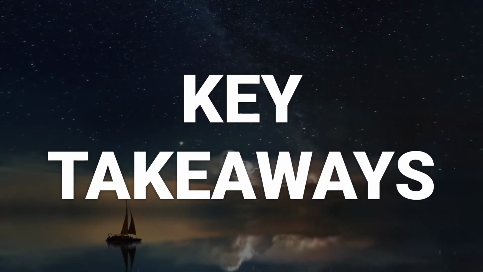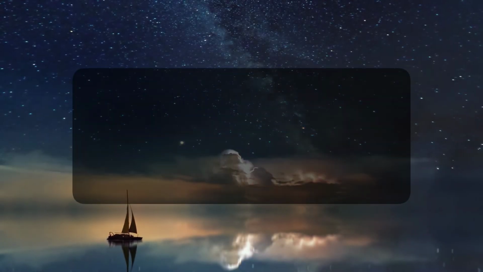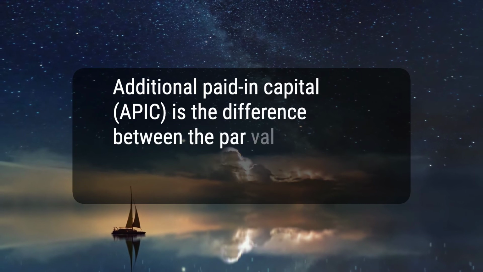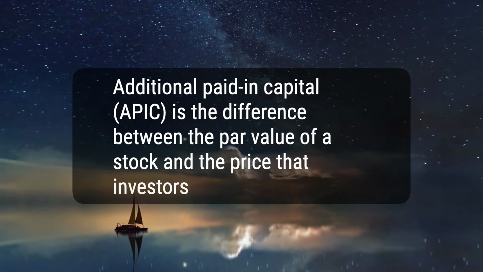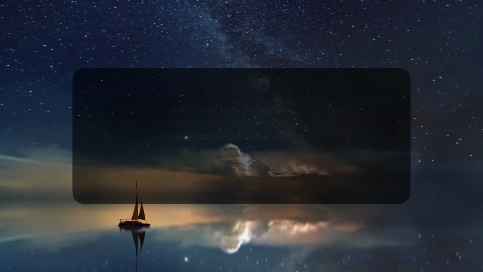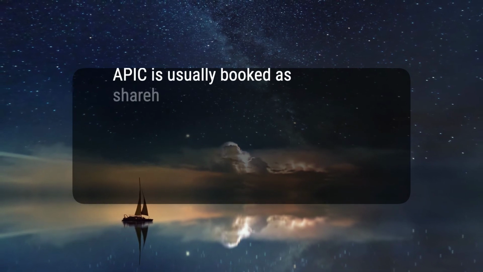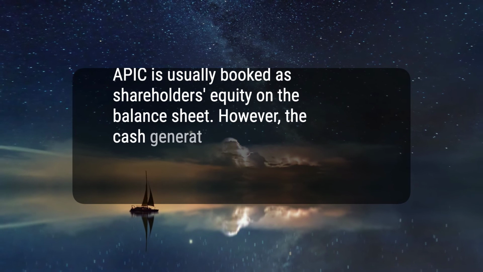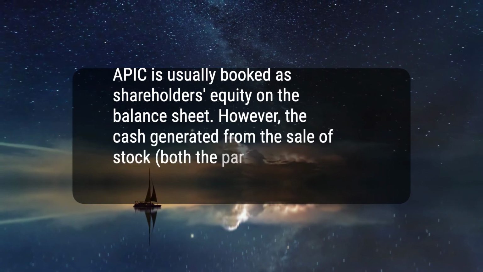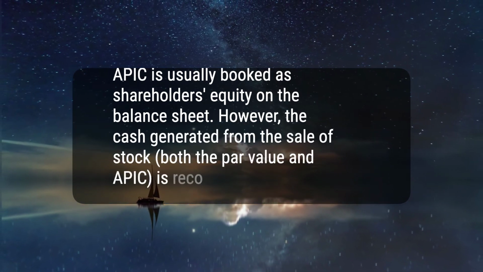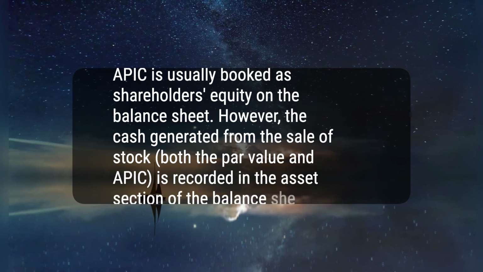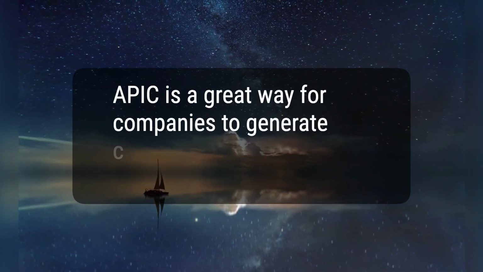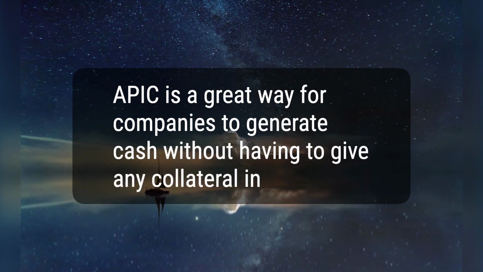Here are 3 key takeaways. 1. Additional paid-in capital, APIC, is the difference between the par value of a stock and the price that investors actually pay for it. 2. APIC is usually booked as shareholders' equity on the balance sheet. However, the cash generated from the sale of stock, both the par value and APIC, is recorded in the assets section of the balance sheet. 3. APIC is a great way for companies to generate cash without having to give any collateral in return.